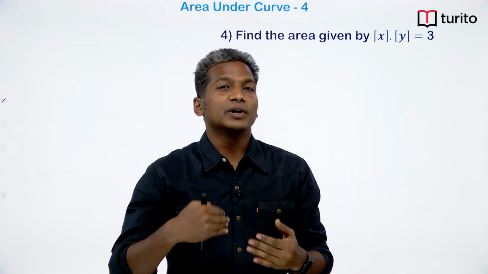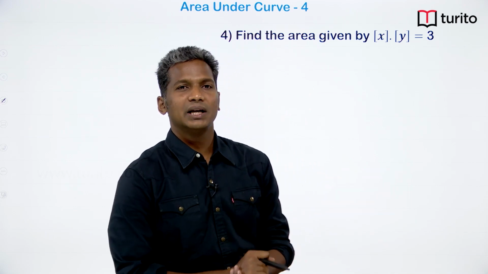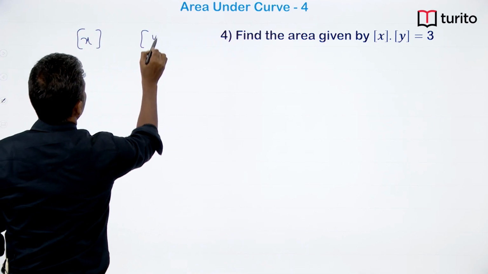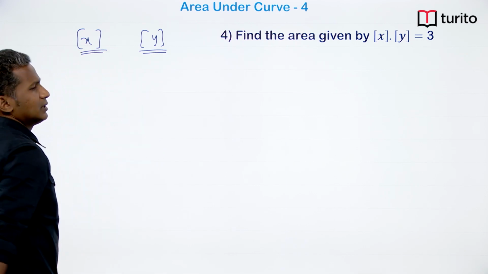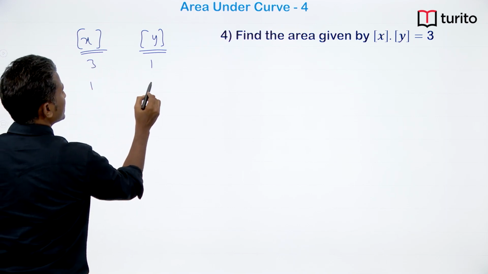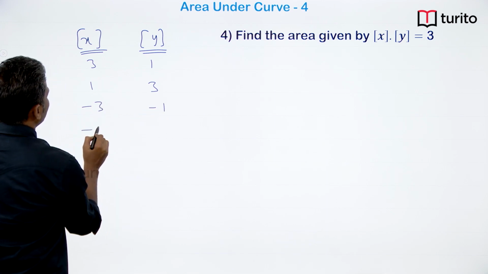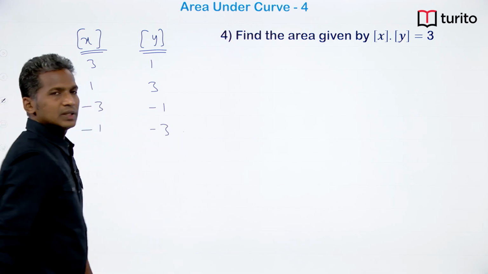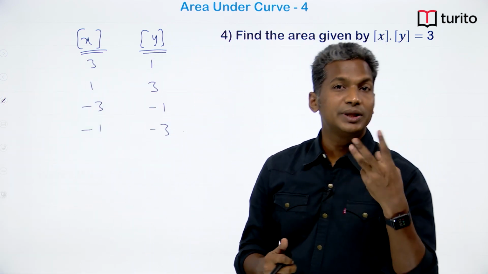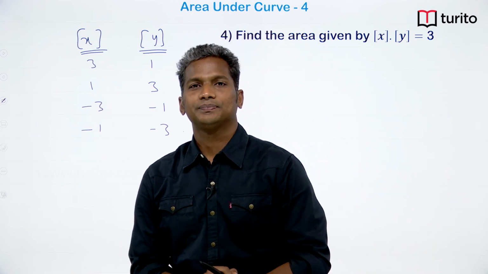So we need to look for the product of integers to be always 3. So what are the possible cases? Let us list down the cases here. We have box of x here and we have box of y here. Now if box of x is 3, box of y can be 1. If box of x is 1, box of y can be 3. And we can also get the negative cases. So, total 4 cases are possible here. We got less number of cases because we took 3 to be a prime number. If it is not a prime number, we may get more number of cases.